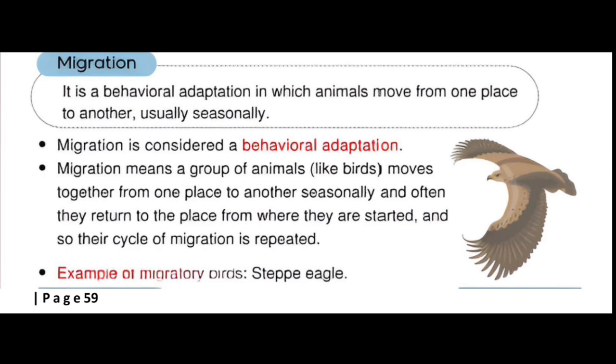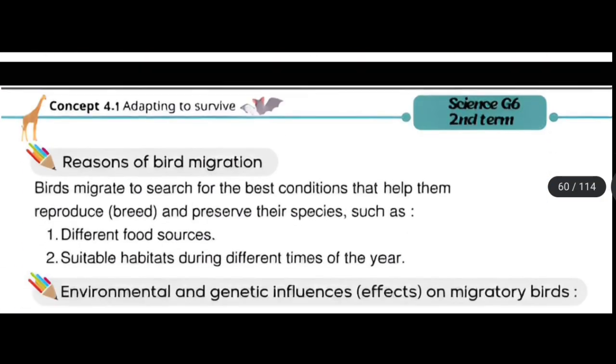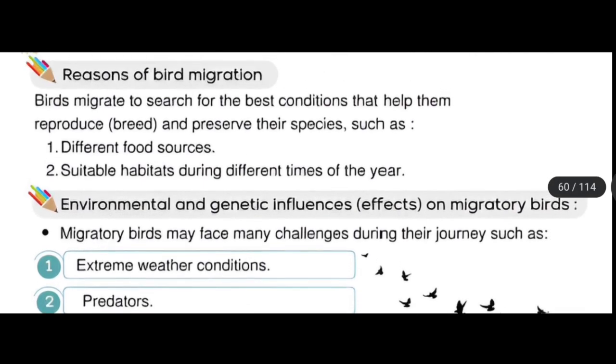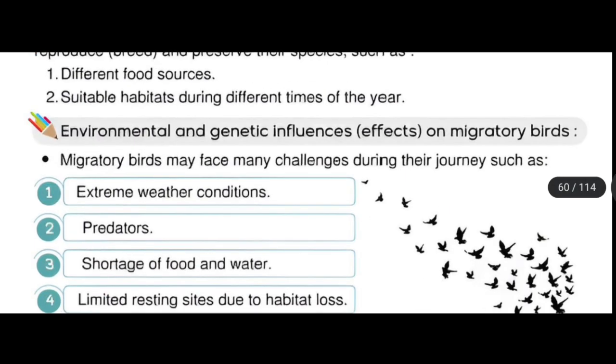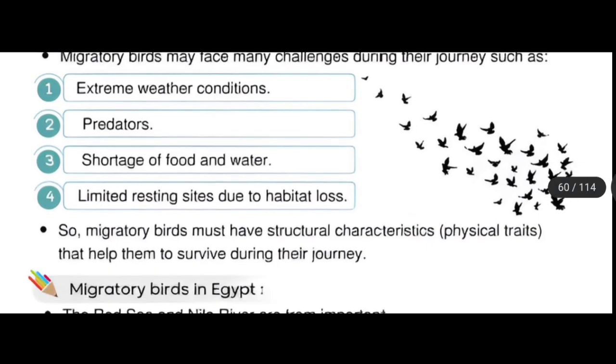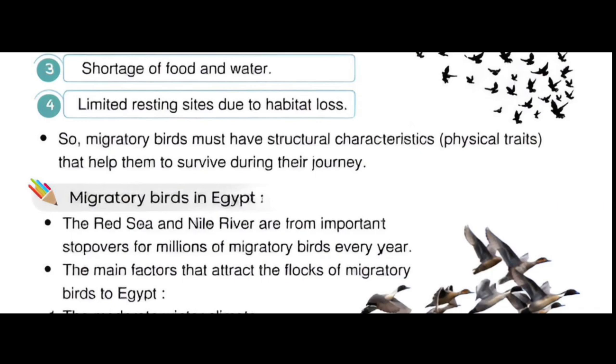Okay, what are the reasons for migration? Why do birds migrate? To find food, to find a suitable place to live, to reproduce or have babies. But migration is not easy for birds. Birds face many challenges like extreme weather, predators, lack of food and water, no place to rest, or limited resting sites due to habitat loss. So migratory birds must have structural characteristics or physical traits to help them survive during their journey.